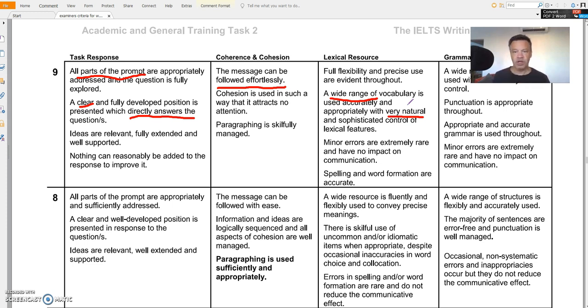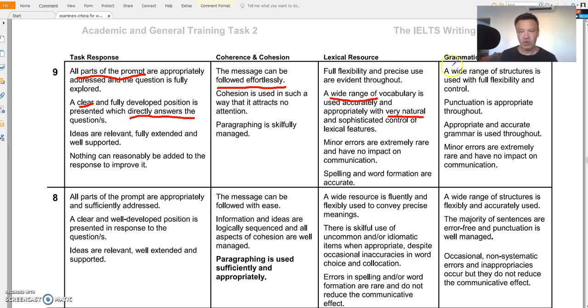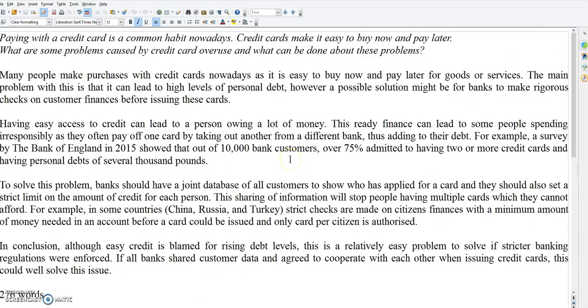The grammar, wide range of structures, errors extremely rare, etc. So, let's have a look at an example. I'll show you this. Now, someone wanted me to write this from scratch. Under normal circumstances I would. Today, I don't have time. I've got a student coming in 20 minutes, haven't got time for that, so this will just be pretty quick, as I say. So, let's take a look.